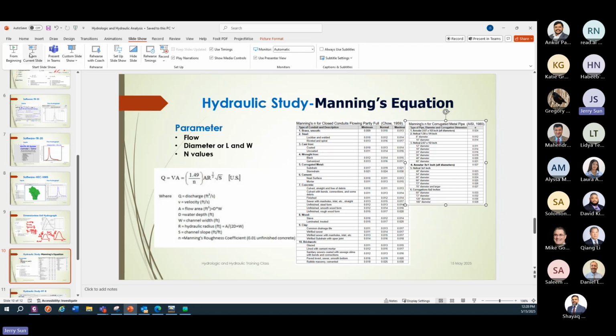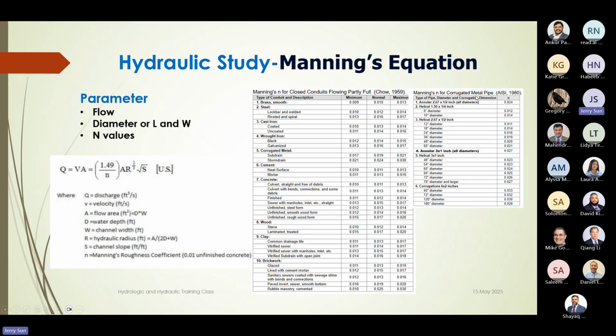These tables come from different standards. The AISI tested this, and basically the Manning's n values change with the diameters and the type. That's why for design purposes we don't need to consider the size too much. We just use 0.024.